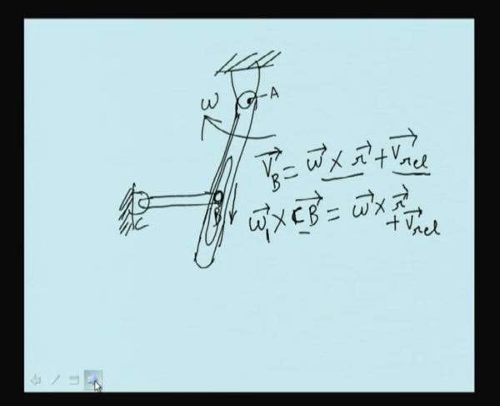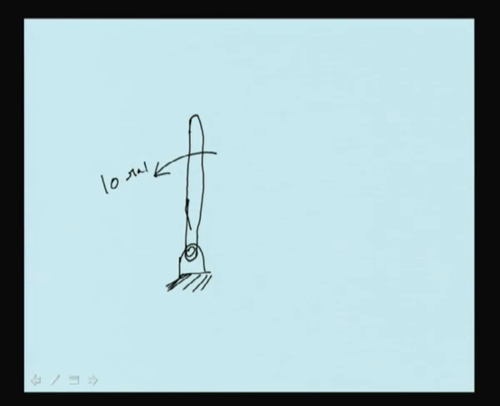Now, we will solve a simple problem of Coriolis acceleration. If there is a ring here which is rotating at 10 radian per second, and a particle is sliding at 10 meter per second, what is the Coriolis acceleration?